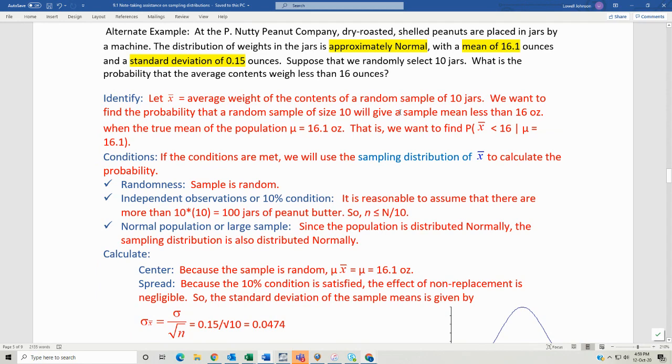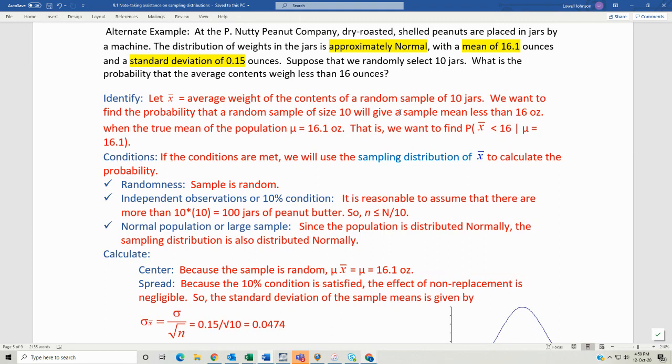So at the Peanutty Peanut Company, dry roasted shelled peanuts are placed in jars by a machine. The distribution of weights in the jars is approximately normal, with a mean of 16.1 ounces and a standard deviation of 0.15. So when they're putting these peanuts into a jar, we don't always get the same quantity. The mean is 16.1 and the standard deviation is 0.15.